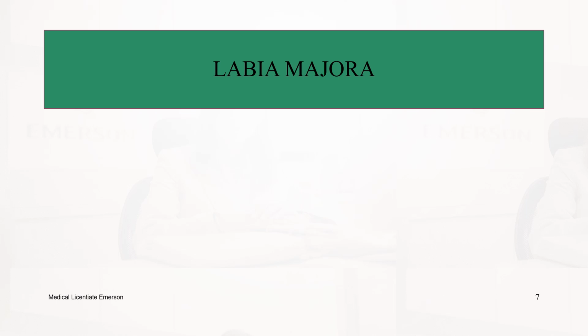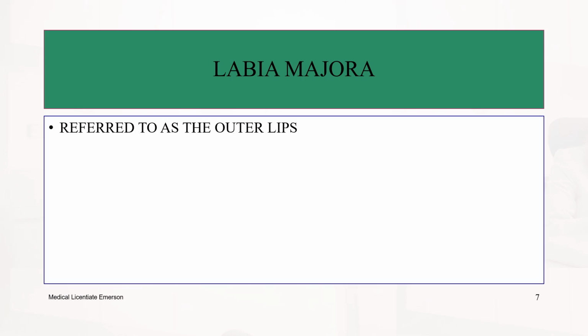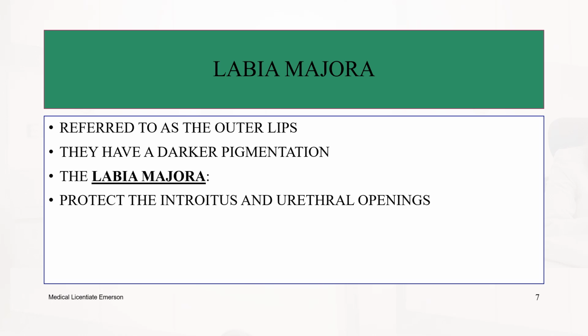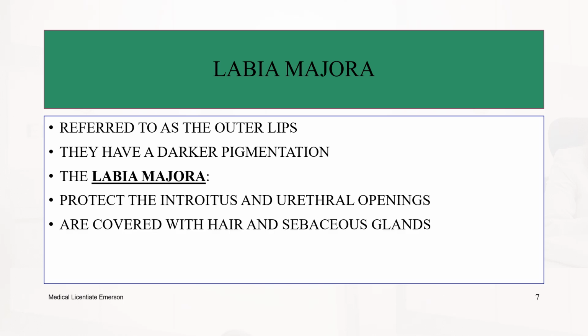Okay, next is the labia majora. This is referred to as the outer lip, and this outer lip has a darker pigmentation. The labia majora protects the introitus and urethral openings. It is covered with hair and sebaceous glands. So that's about the labia majora. Then it actually tends to be smooth, moist, and hairless.